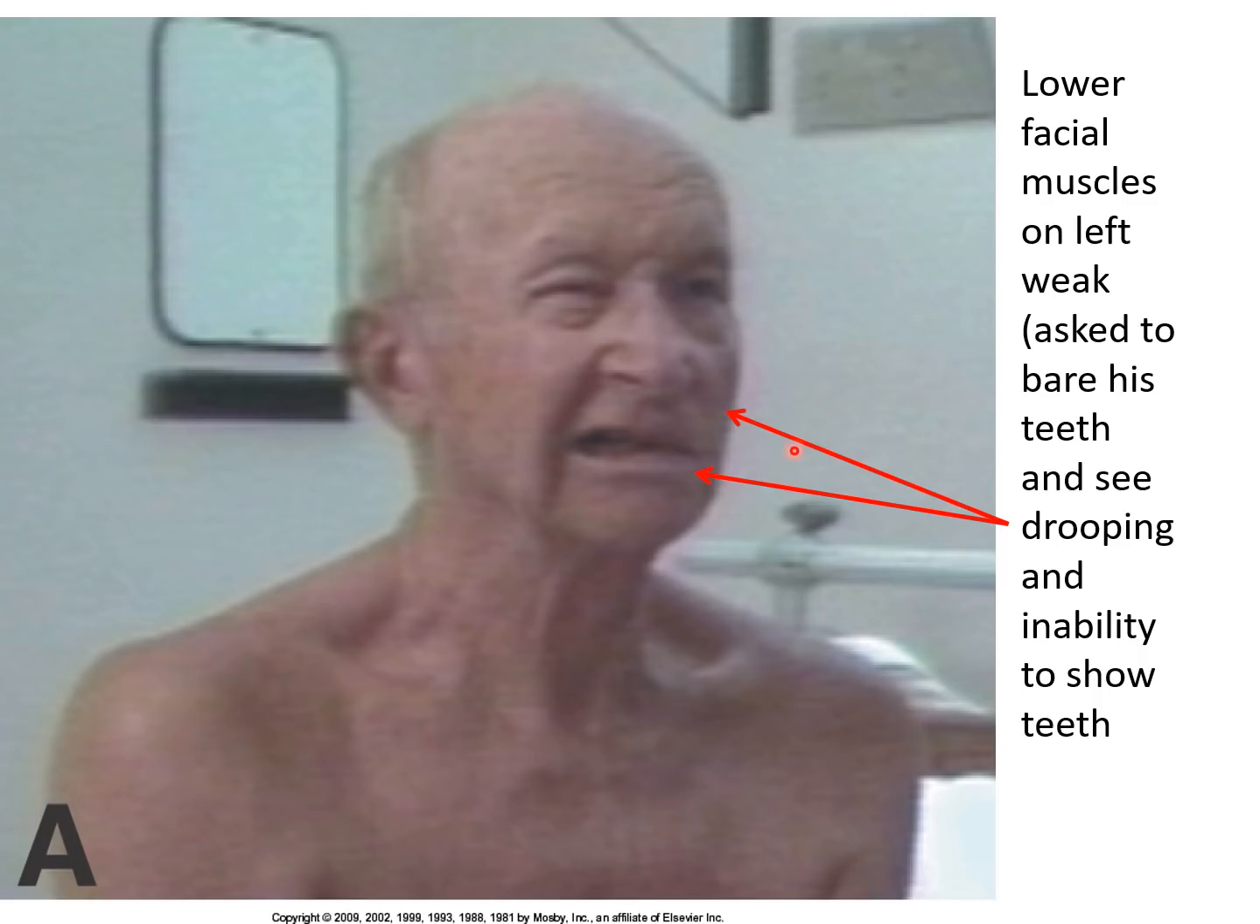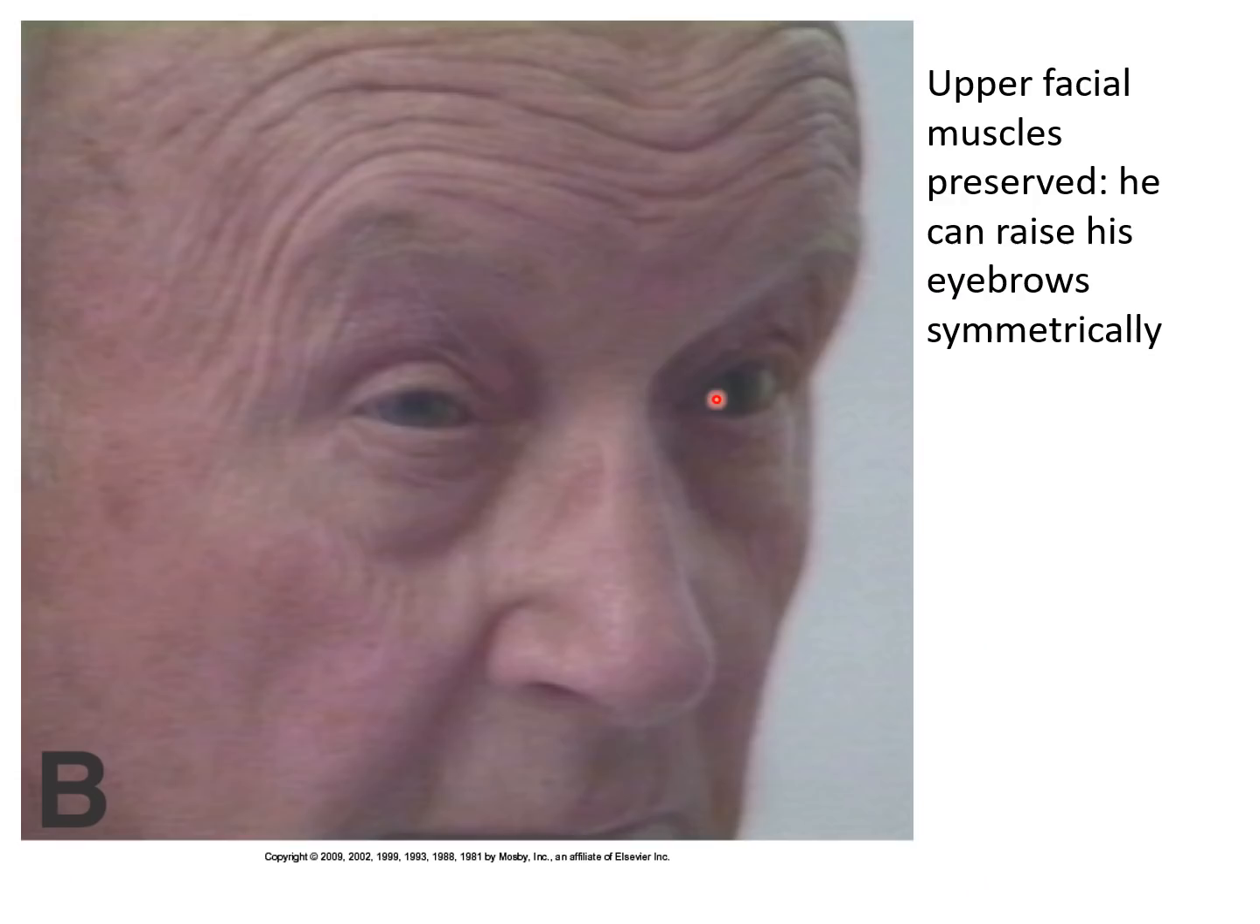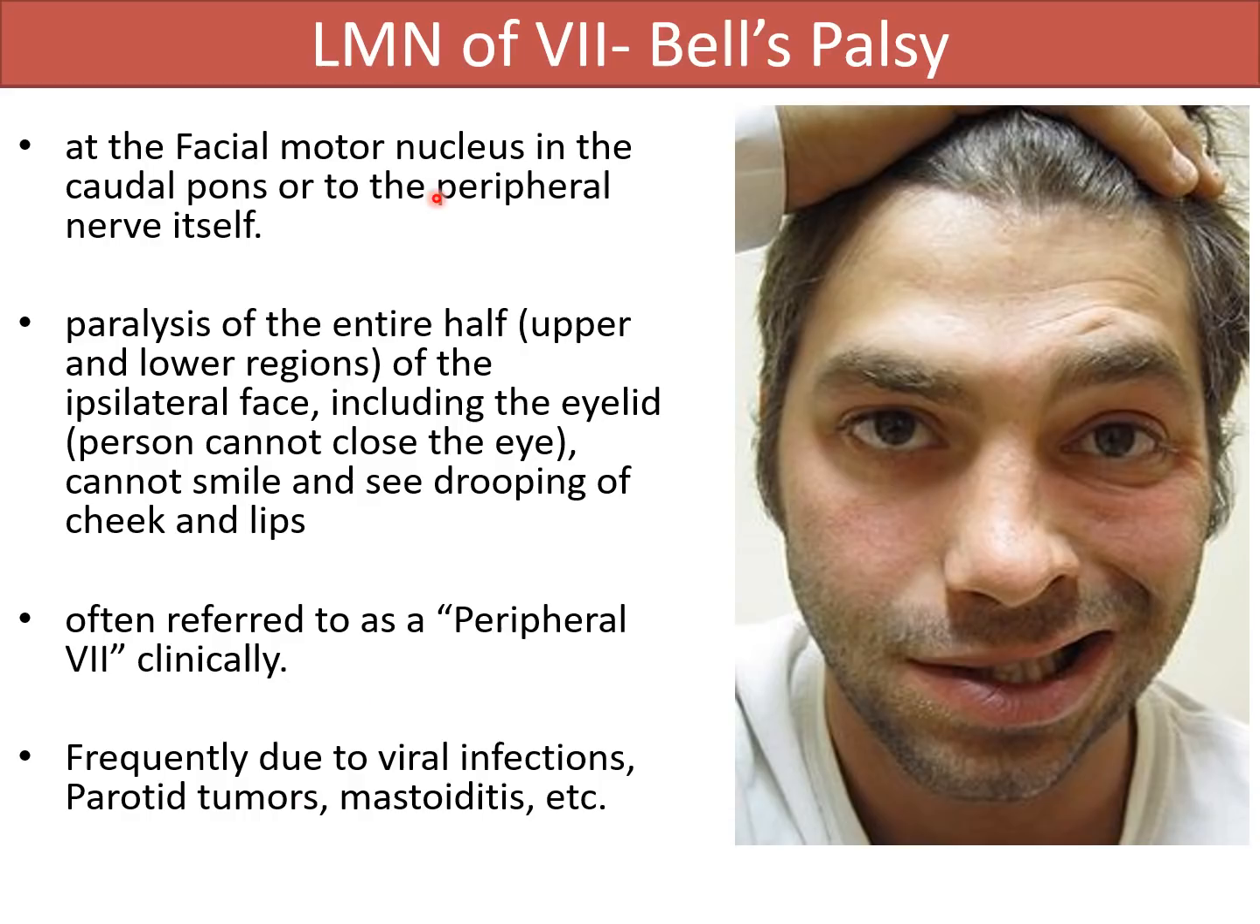And you see an example here of somebody who has weakness of the lower facial muscles on one side. So when he's asked to bare his teeth, he can't smile on the other side, and you see an absent nasolabial fold. And yet, when you ask him to wrinkle his brow, he can wrinkle both sides of his brow. So that tells us that it's an upper motor neuron lesion to the corticobulbar fibers feeding the face.